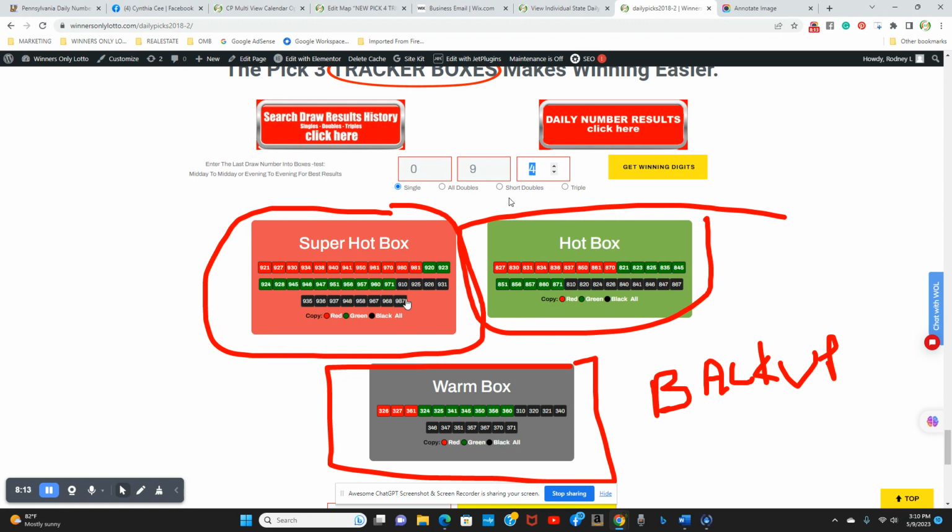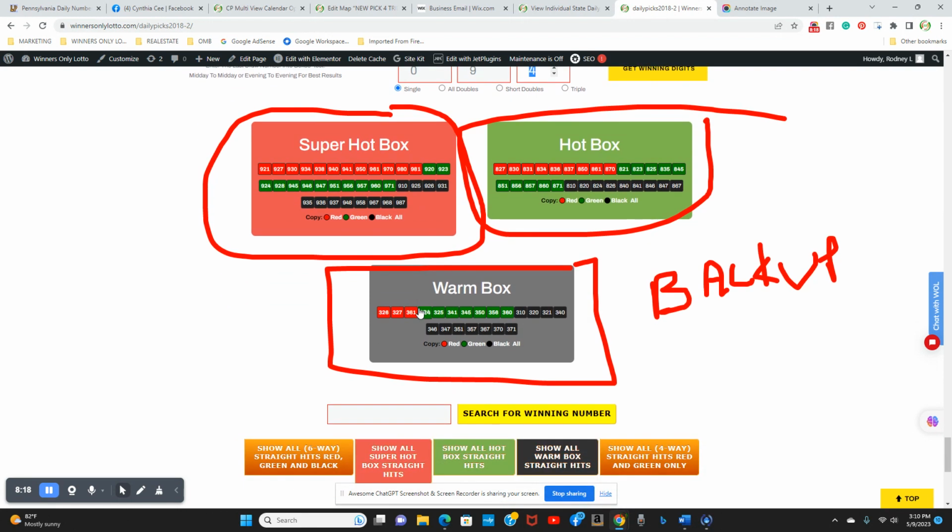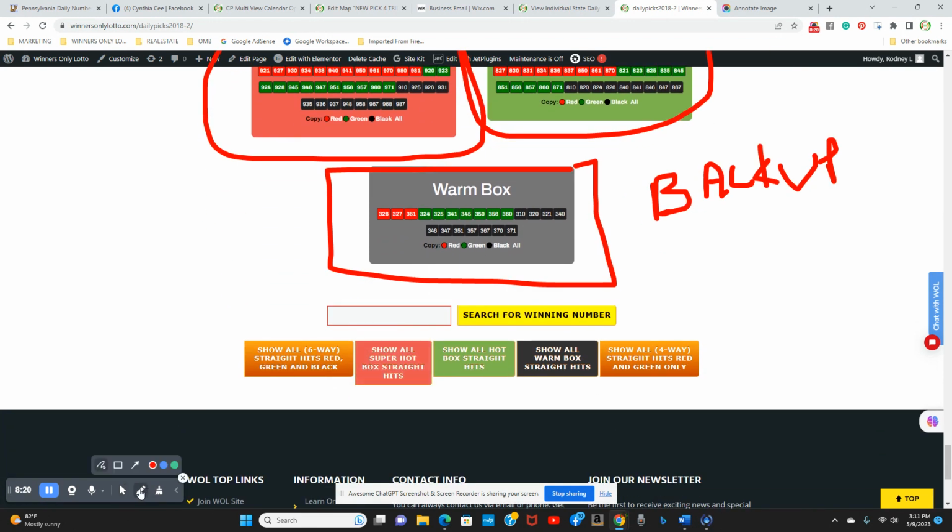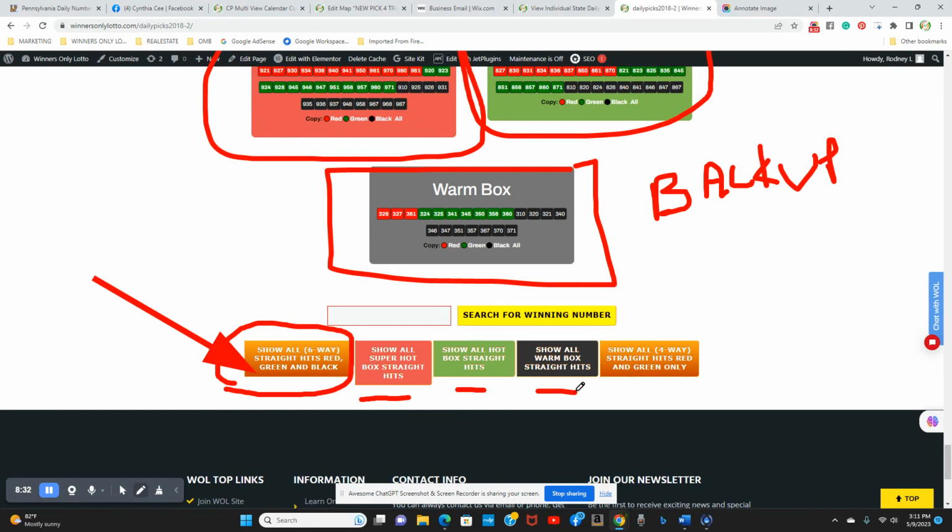Now, watch this. If I want to go straight for the money and box second, guess what I'm going to come down here and do? I'm going to come here and I can look at all the boxes, all 6 ways, or I can just look at the red, the green, or the warm. It doesn't matter. This shows me just the what? Green and the red numbers. See this red and green only for 4-way. So if you had a long streak of just red and green, you can click on this and it's just going to show you the red and green numbers.